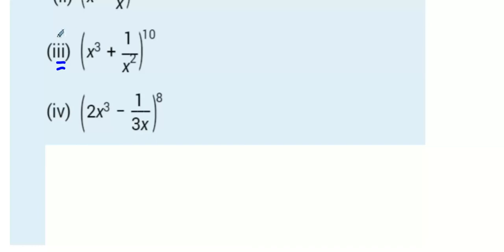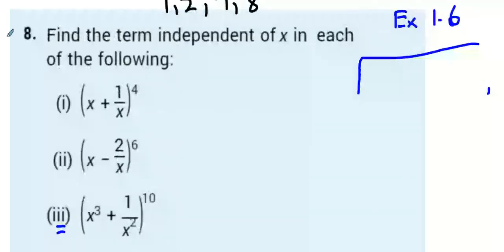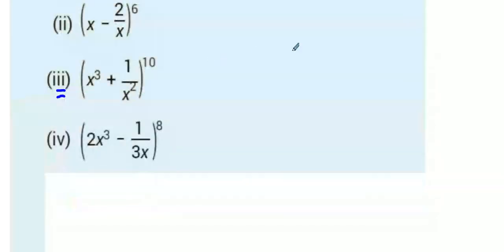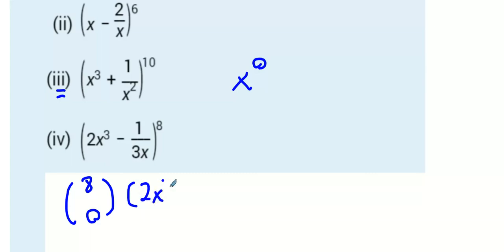Right. Here's what we're going to do. What we're looking for is the term independent of x. Independent of x means x to the power of 0. That's really key. 8c0, 2x cubed to the power of 8. That's going to be x^24. I need to get all the way down to x^0.